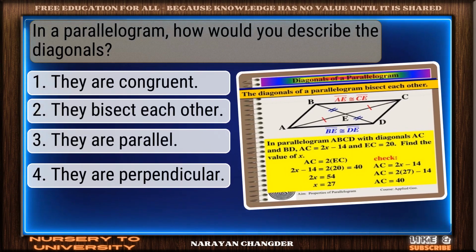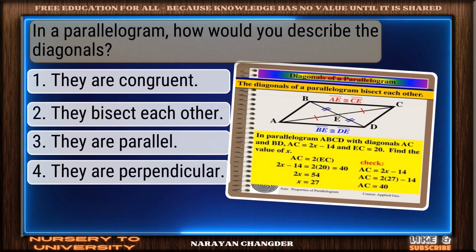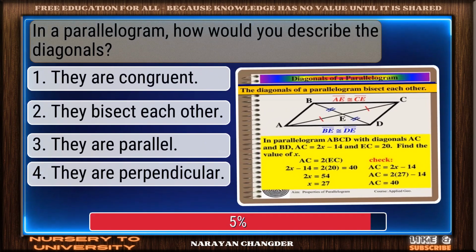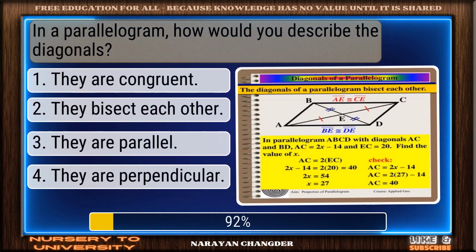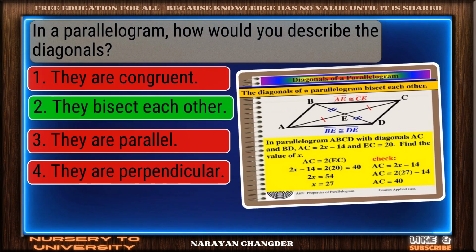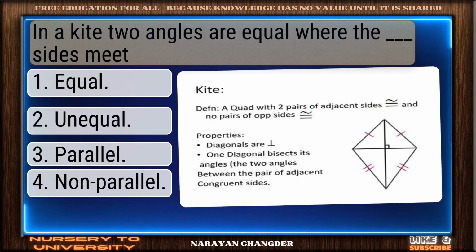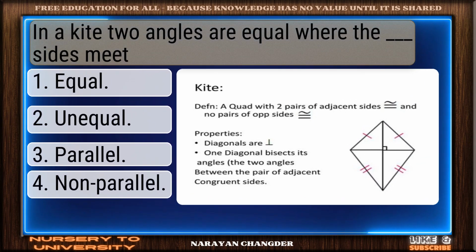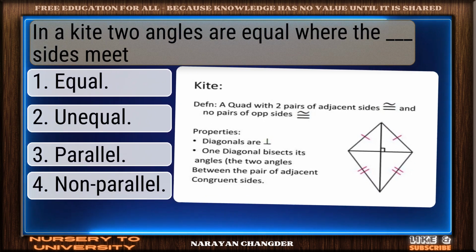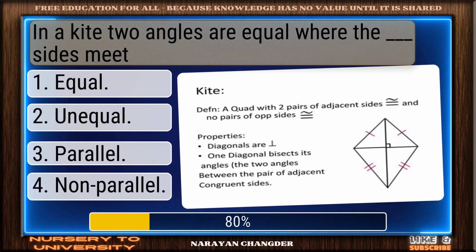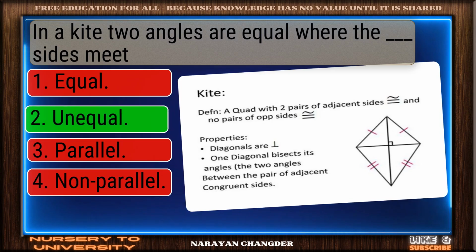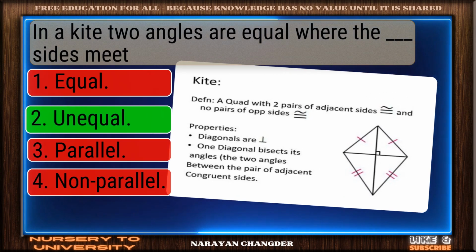Question number 83. In a parallelogram, how would you describe the diagonals? Good job. Your answer, they bisect each other, works well here. Question number 84. In a kite, two angles are equal where the dash sides meet. Right choice. Unequal is the best answer.